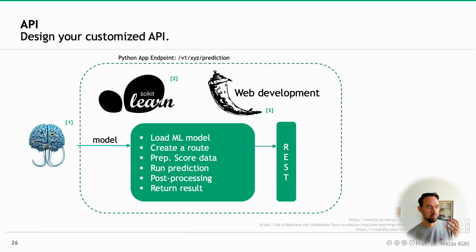So the question is, how do you build your own, how do you design your own customized API? And there's a very easy way to do that. That's called the Flask framework, and that does literally everything for you. So it provides a RESTful API. It does everything for you. It loads the machine learning model. It creates the route, prepares the scoring data, runs the prediction, does the post-processing, and returns the result. So Flask is a great package that allows you to export your own machine learning models and run them as your own RESTful web service.